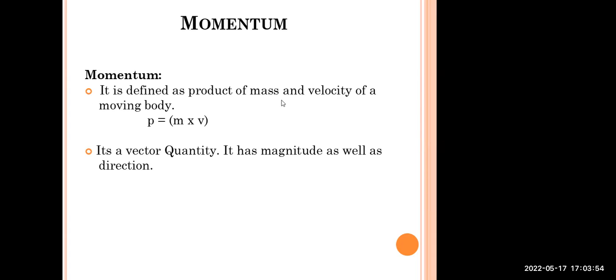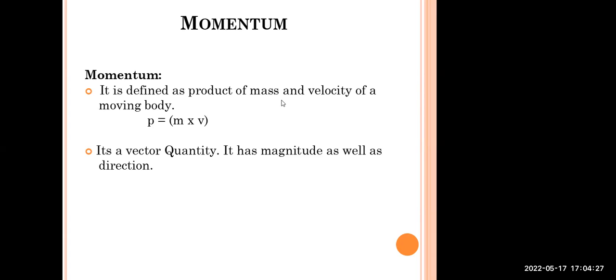Momentum is nothing but the product of mass and velocity of the moving object. So if the mass is more, the momentum will be more. If the mass is less, the momentum will be less. Momentum depends upon mass as well as velocity. It's a vector quantity. Vector quantity means it requires a magnitude and direction to completely specify that quantity.